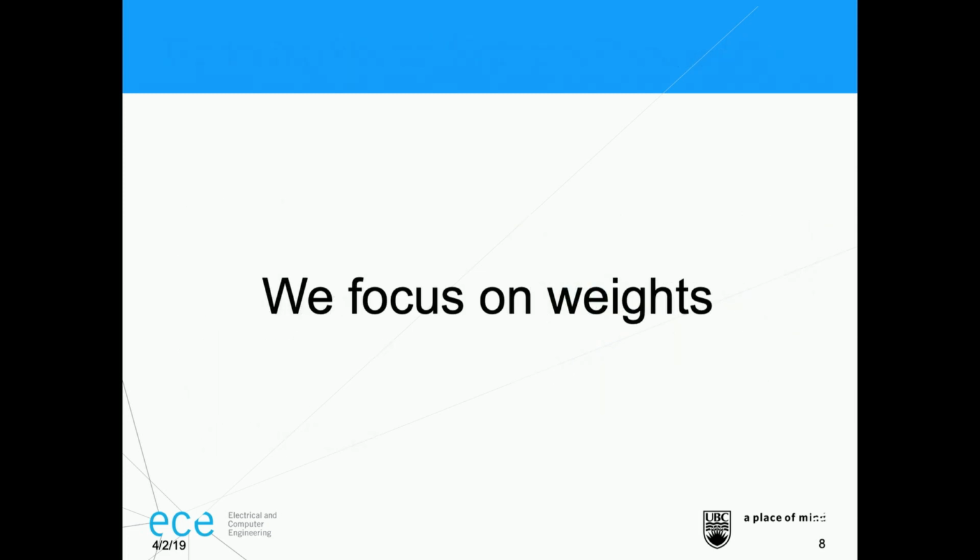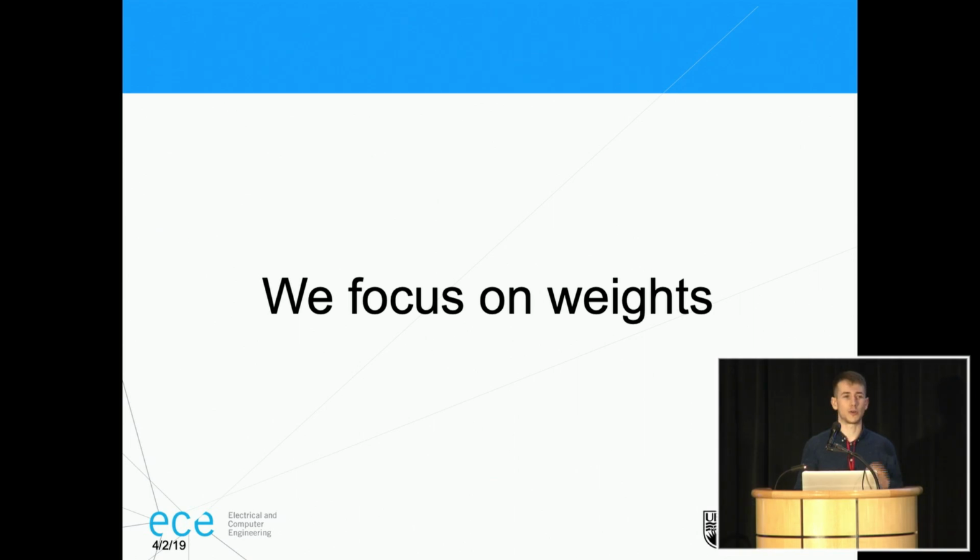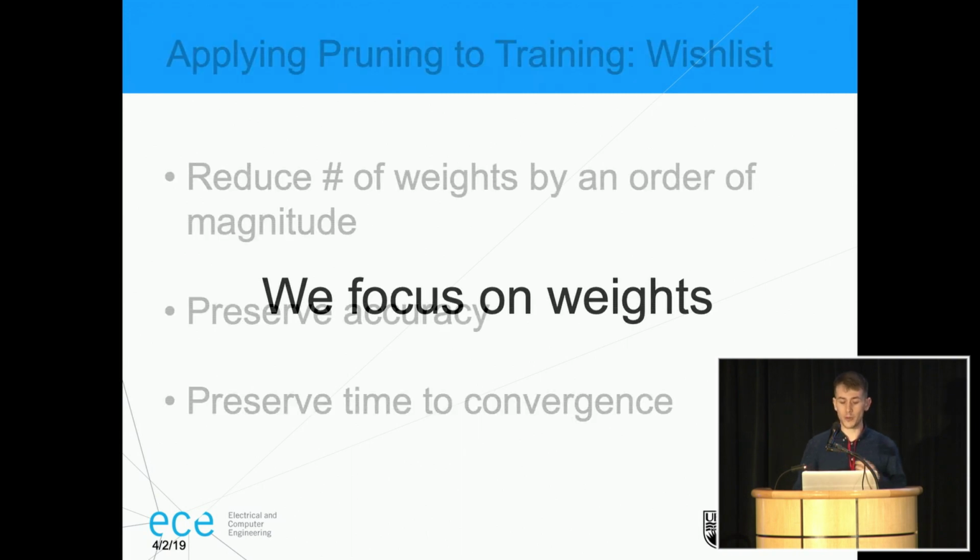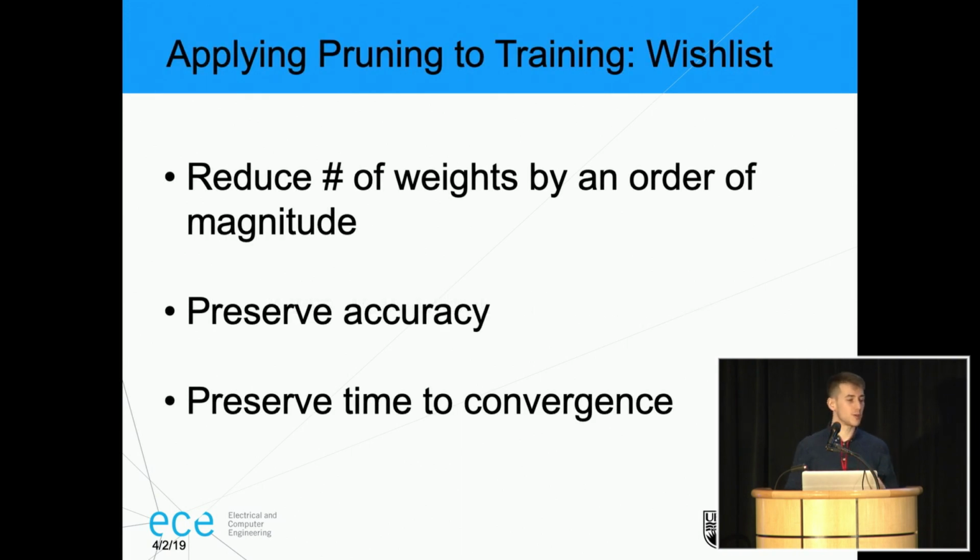So just to be clear, we're going to focus on weights in this talk. We don't address activations in this work. But reducing weights is definitely the first really important step. And we have a wish list for doing this. We want to reduce the number of weights by an order of magnitude, preferably. We really want to preserve accuracy. It's not going to be very useful if we're going to take a drastic drop in accuracy to reduce the memory bandwidth requirement of these networks.